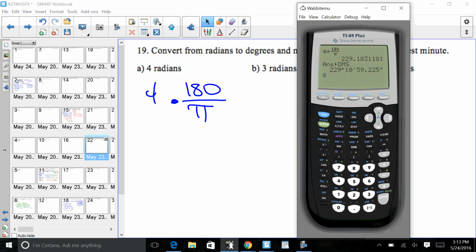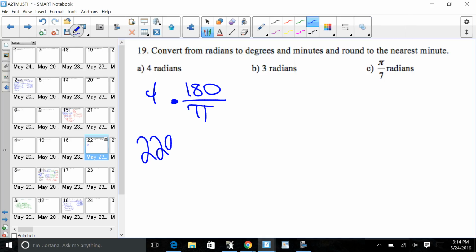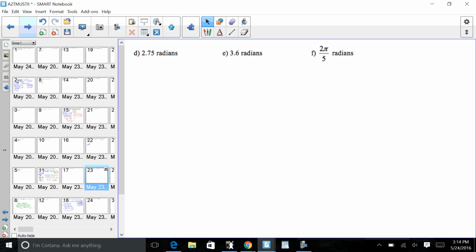Make sure you include the degrees. It's 229 degrees. Now, I have 10 minutes. I have 59.225 seconds. I don't write the seconds down, but I look at them to determine how I'm going to round. If it's 30 seconds or more, I round a minute up. If it's less than 30 seconds, I keep the minutes as they are. This is more than 30 seconds, so it becomes 11 minutes. So your answer is 229 degrees, 11 minutes. That's how you do A, B, C, D, E, and F.